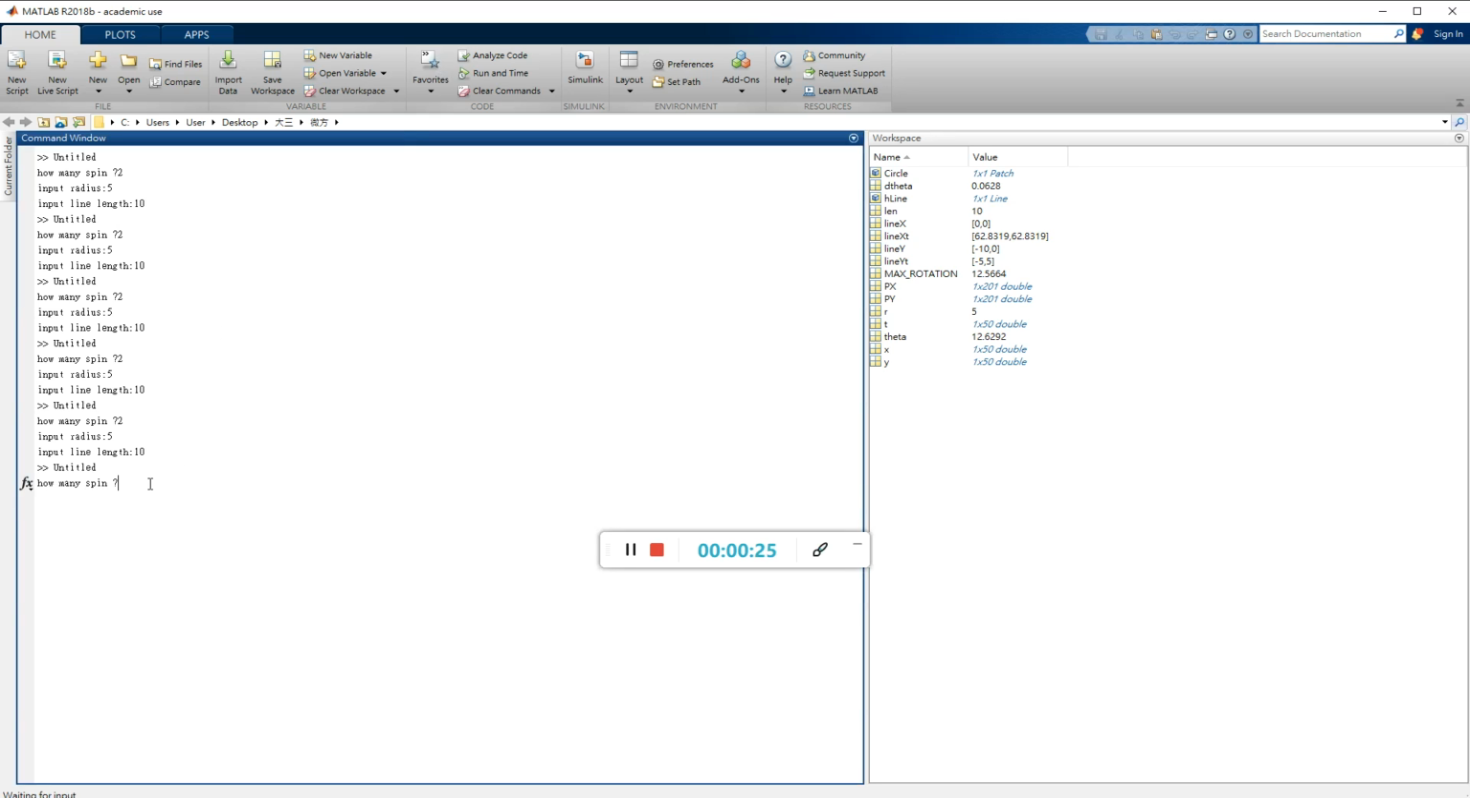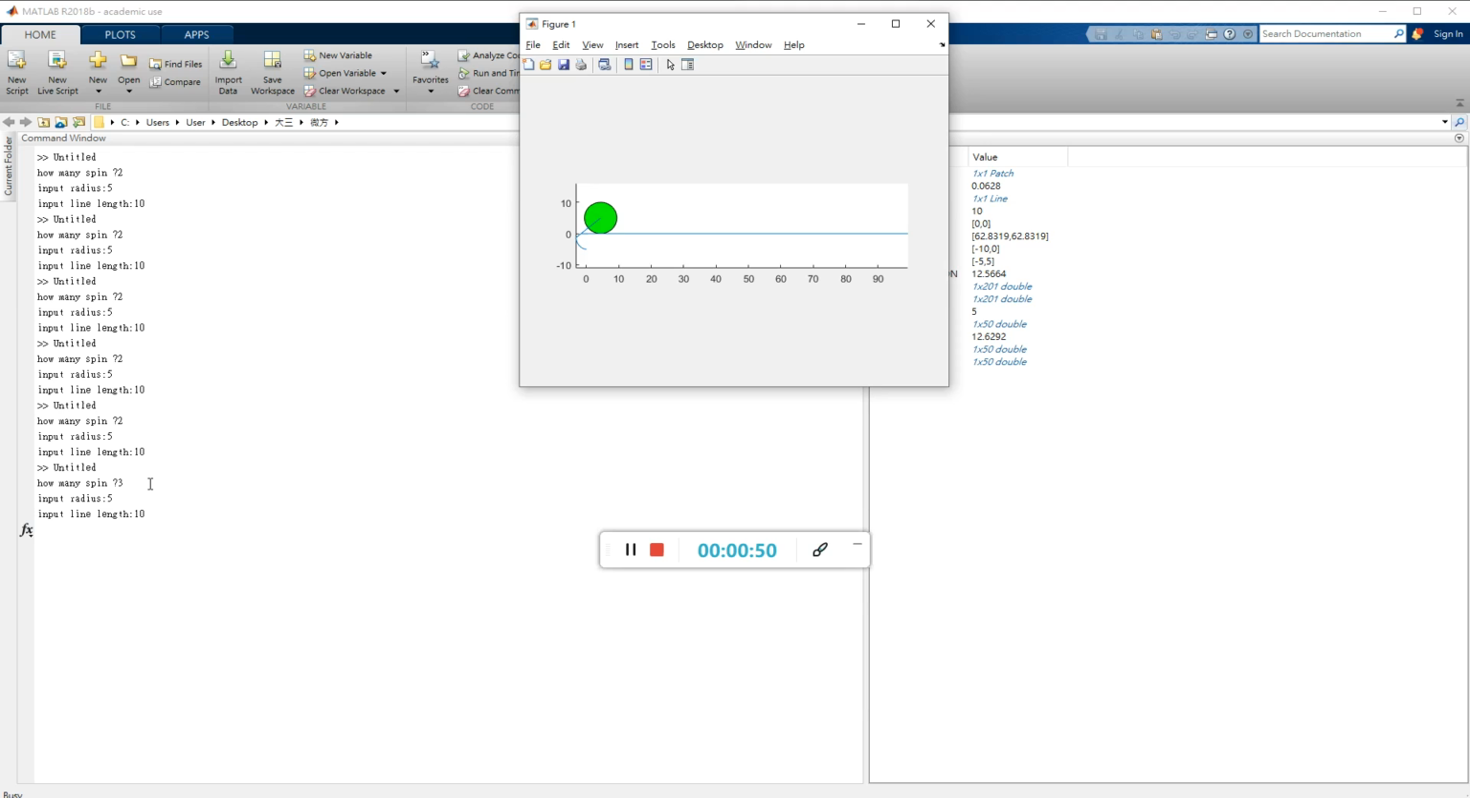Here I make it like 3 because I don't want it to be too long and I don't want my program to crash. And the input radius means the circle that spins. So here I give it like 5. And the line length means how much the line sticks out of the circle. So it's like 10. And by doing this, I'll get a trochoid like this.